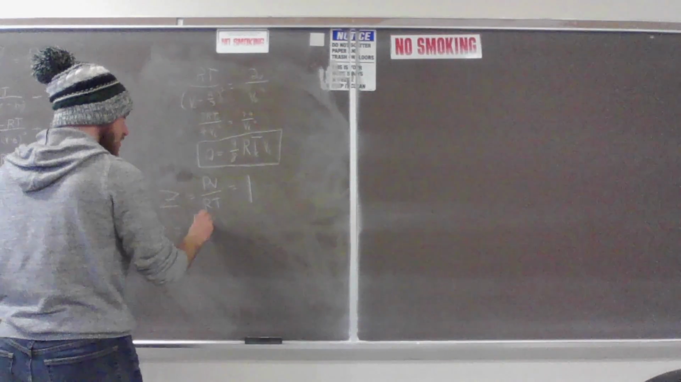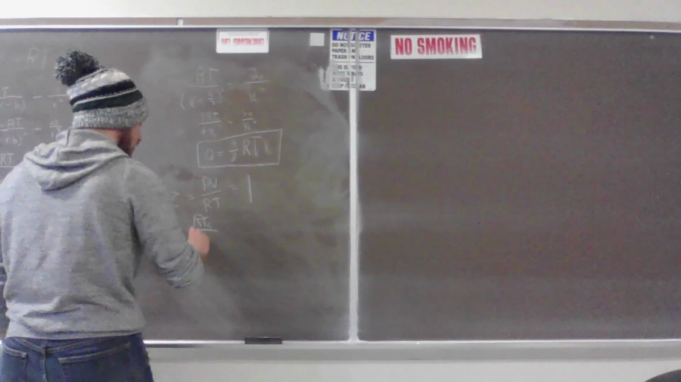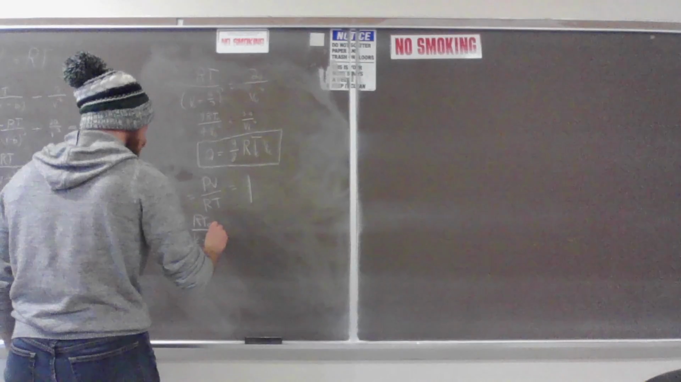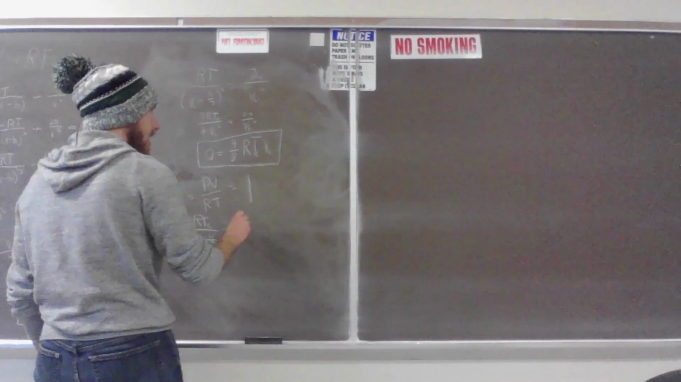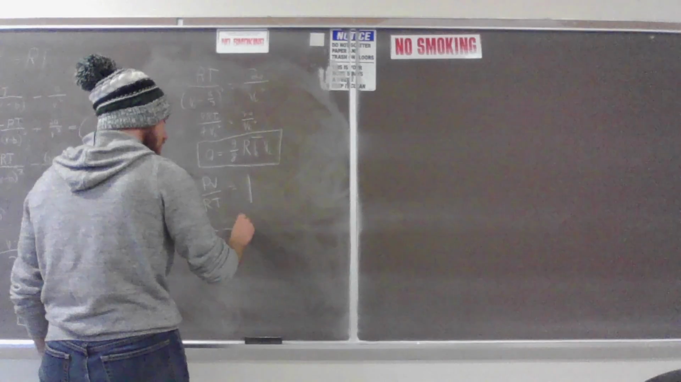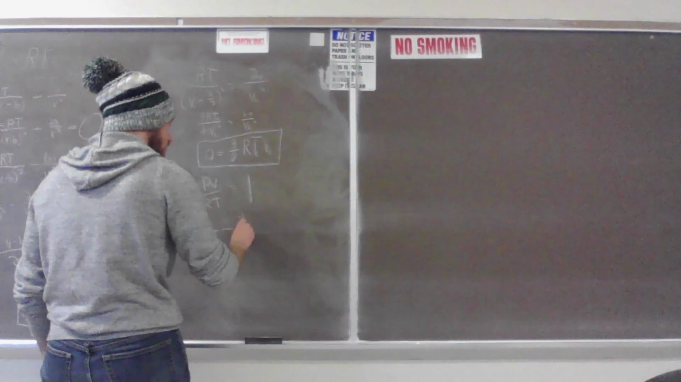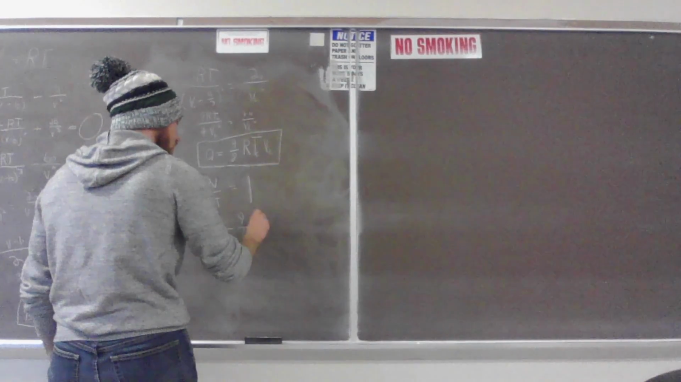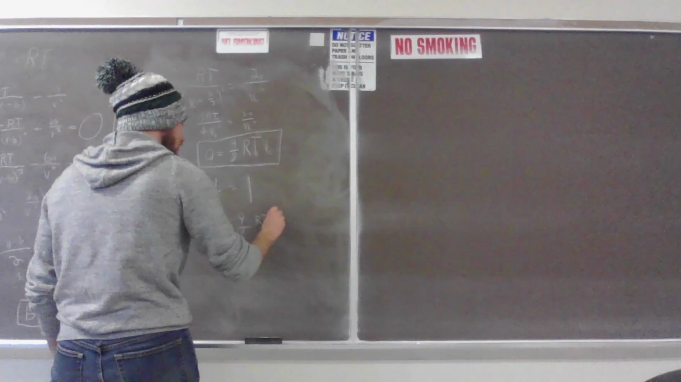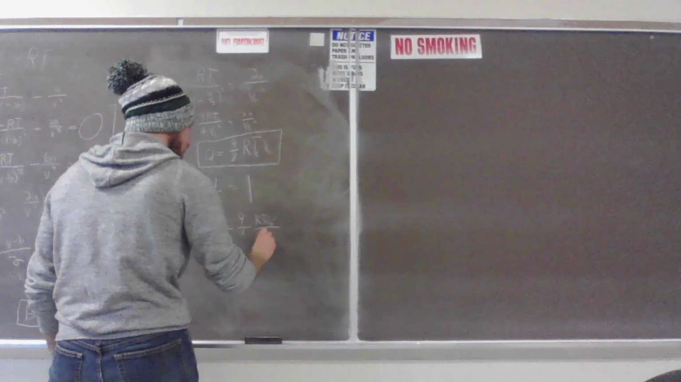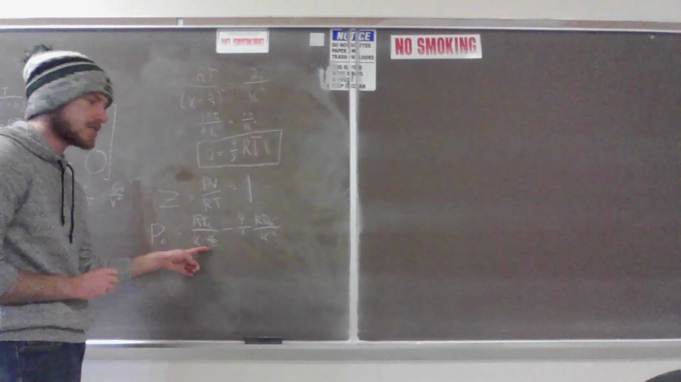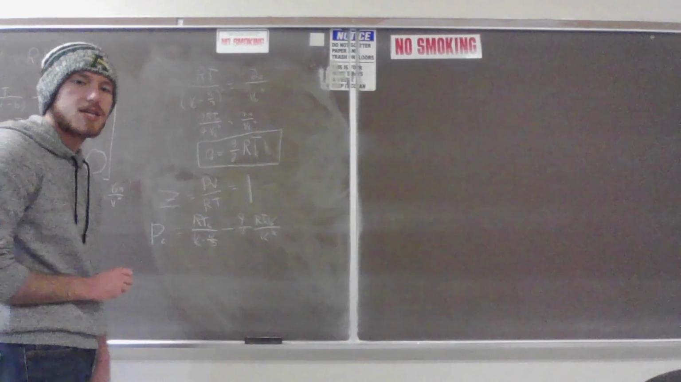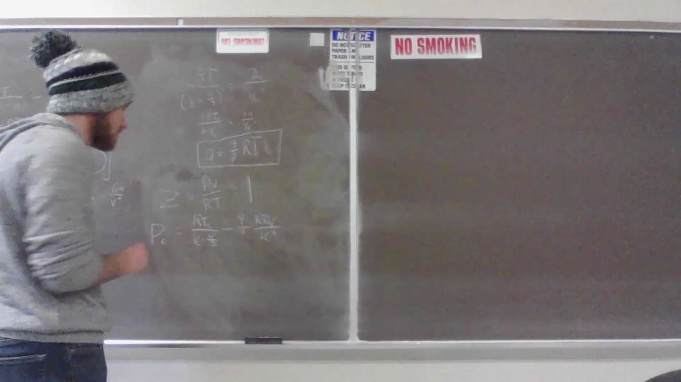R T critical over V critical minus B, which is V critical over 3. That's minus A, which is 9/8 R PC VC over VC squared. And when we look at these equations, we see quite easily this can be simplified, and these two VCs, both on top and bottom of the fraction, can be simplified.